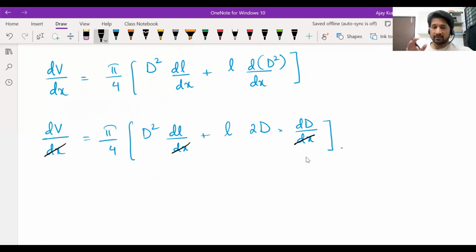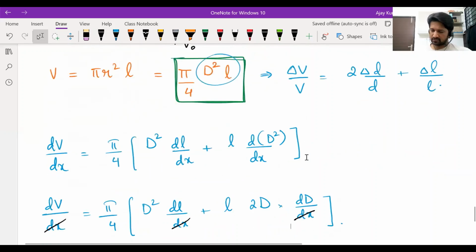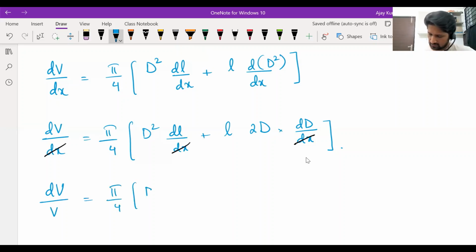And what you need to relate, according to the question, is the relative changes. You are asked to find the relative change in volume. So you divide by volume on both sides. Left-hand side becomes dV divided by V, is equal to the right-hand side, pi by 4 into, what are you left with? Capital D square dL plus 2LD times dD.